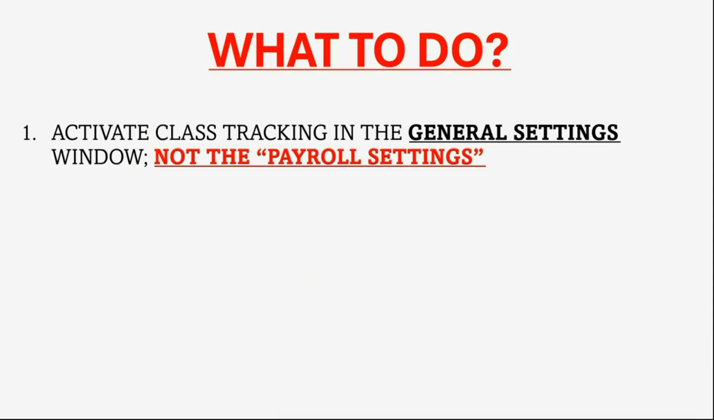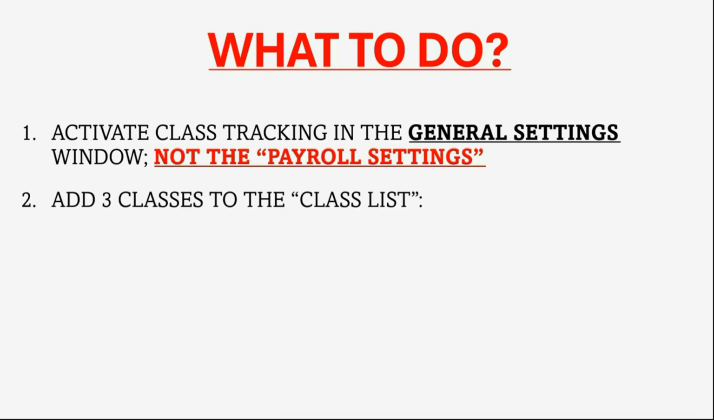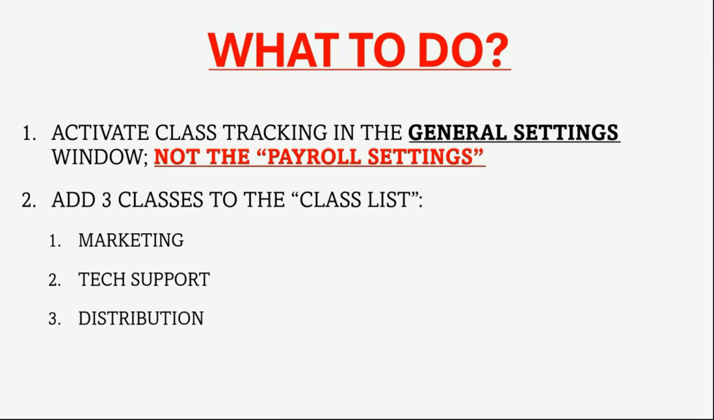And now, of course, we have to tell QuickBooks Online the names of the different classes so it can track the income and expense for us. So we will put on the class list these three classes: marketing, tech support, and distribution. Then, after we put them on the list, they will be available to choose whenever we need to record something based on class. Let's take a look at how to put them in.